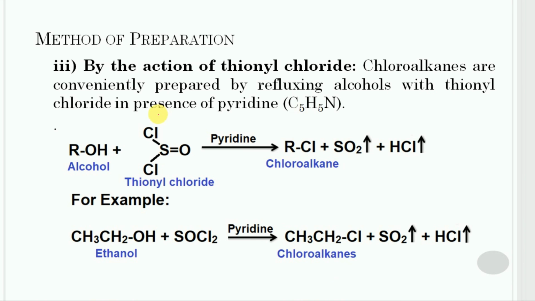Next is the case of the action of thionyl chloride. In this case, chloroalkane or alkyl chloride is prepared by refluxing alcohol with thionyl chloride in the presence of pyridine, and chloroalkane will get formed. Let us consider its example. The ethanol is treated with thionyl chloride in the presence of pyridine, chloroethane will get formed.